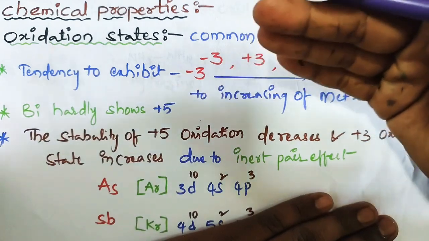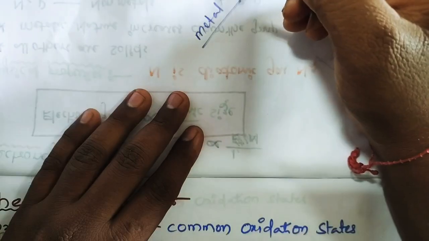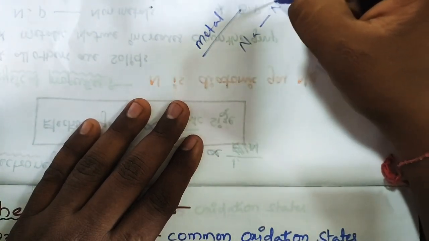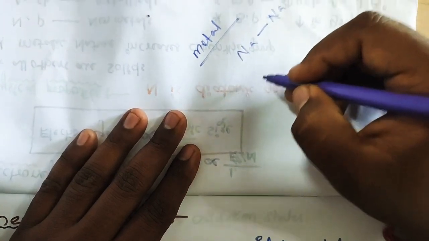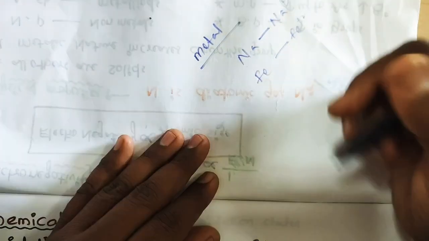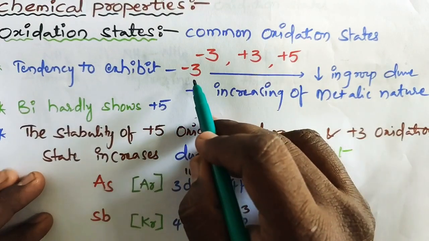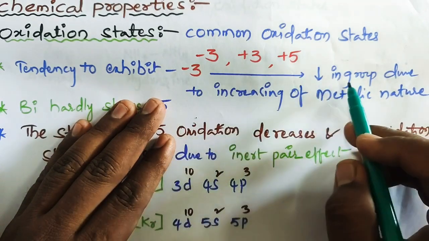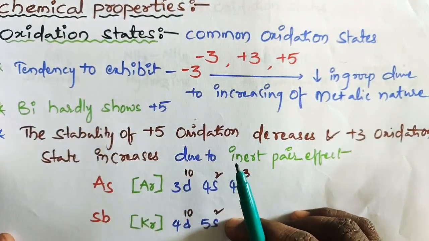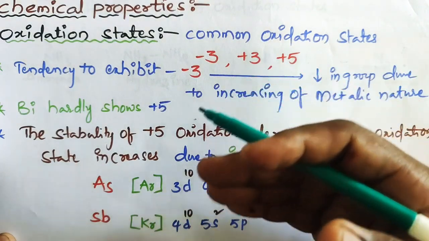Metallic nature, metal means it is going to lose electrons. What is the nature of a metal? Metal is going to lose electrons. Sodium is going to lose an electron to form Na+, and iron is going to form the Fe+2 state, Fe+3 state, like that. Metal is going to lose electrons like this. The -3 oxidation state decreases in groups due to increasing metallic nature. Metals are going to show a plus oxidation state because of losing electrons.